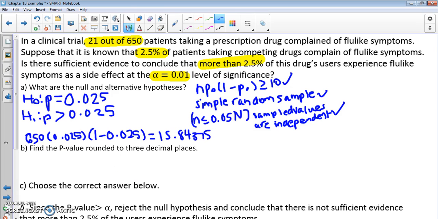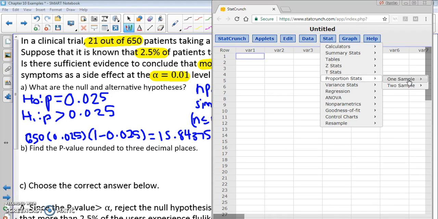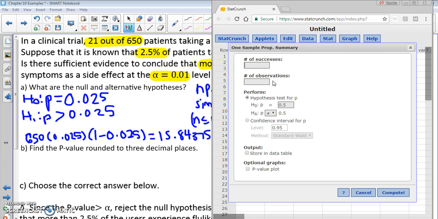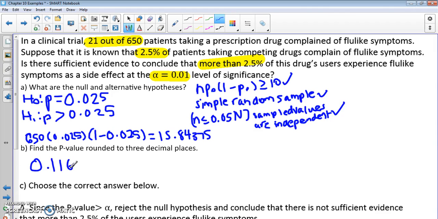So now we want to look at computing the p-value. So we're going to proportion stats, one sample with summary. So our number of successes is 21. We have 650 observations. And our null is that p is equal to 0.025. Alternative is that p is greater than 0.025. And we're going to hit compute here. So our p-value is 0.1164. We want to round to 3 decimal places. So this is approximately 0.116.